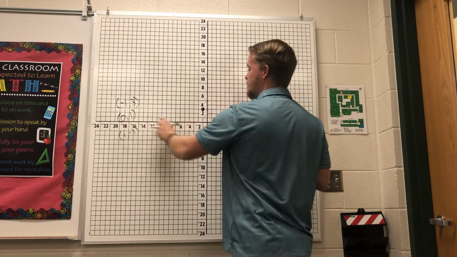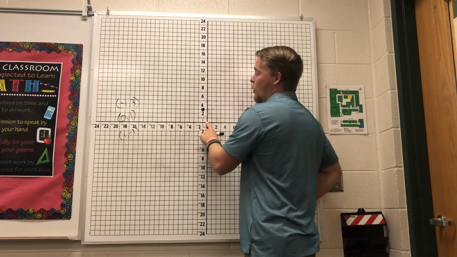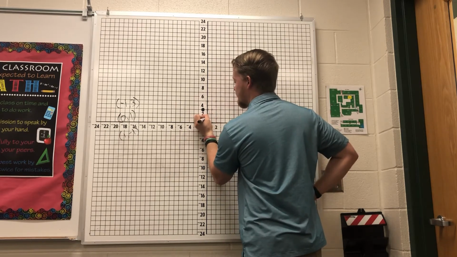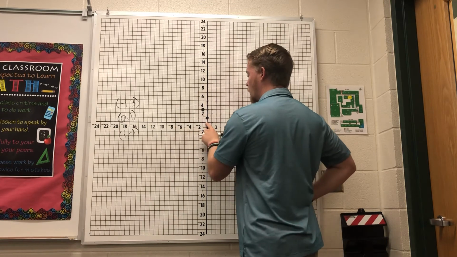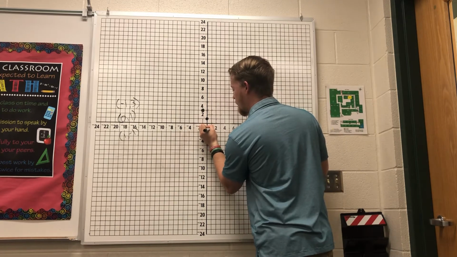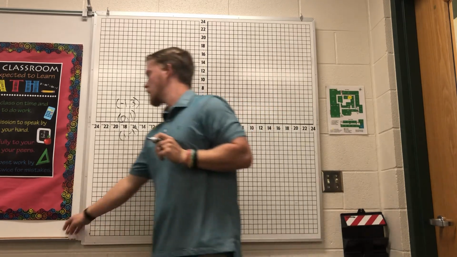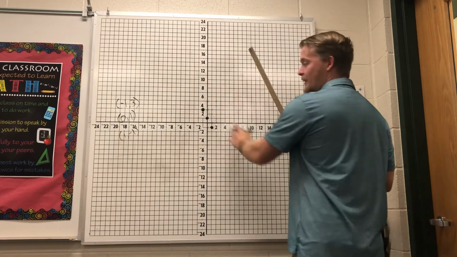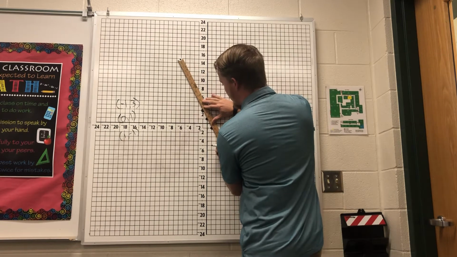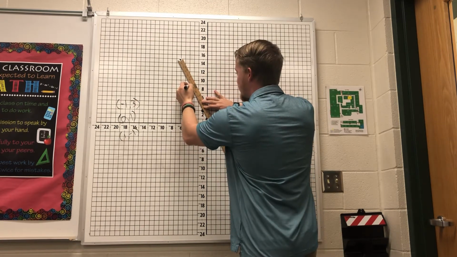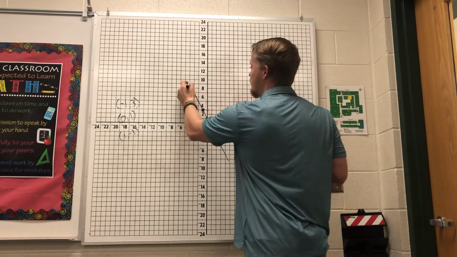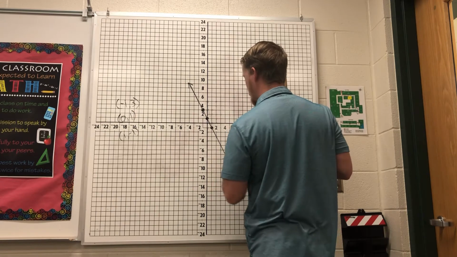Then the next one, 0 is my x, so it means I don't move left to right. 1 is my y, so I go up to 1 on the y-axis. Then lastly, 1, negative 1 means I move right 1, down to negative 1. So now, once I have my 3 points, the last step is to just draw the line through those points. You want it to extend through them. You're not just connecting them, you're extending it through because it's a line that goes on forever. And then you put your arrows on the ends of them.